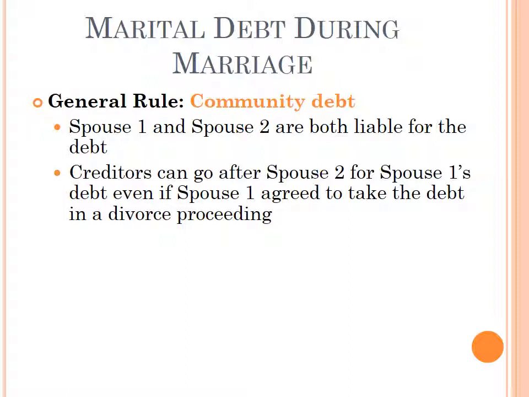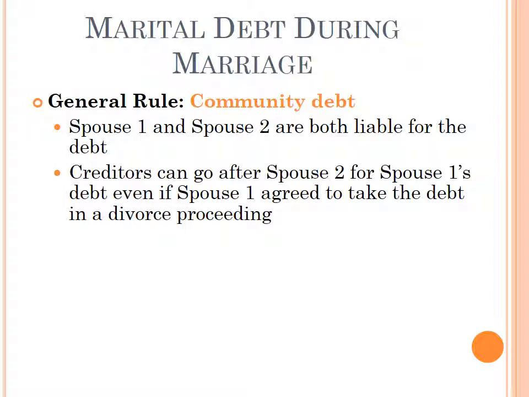Marital debt during marriage: the general rule is it's community debt. Because spouse 1 and spouse 2 were working together and trying to make their household or their marriage work, which is what the presumption is, they are both liable for that particular debt. In this instance, a creditor can go after spouse number 2 for spouse number 1's debt, even if spouse number 1 agreed to take the debt in a divorce proceeding or agreed in some other way that they would be responsible for it themselves.